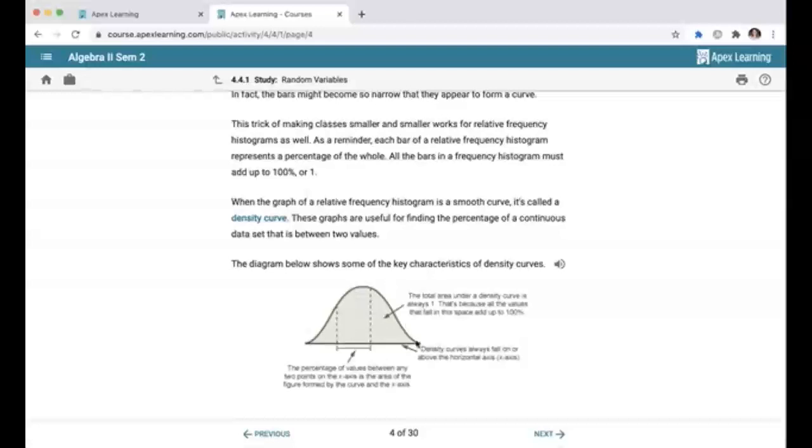This entire area is equal to 1. And it always is above our horizontal or our x-axis, right? It's always going to be in that positive direction because we need it to add up to make 100%.